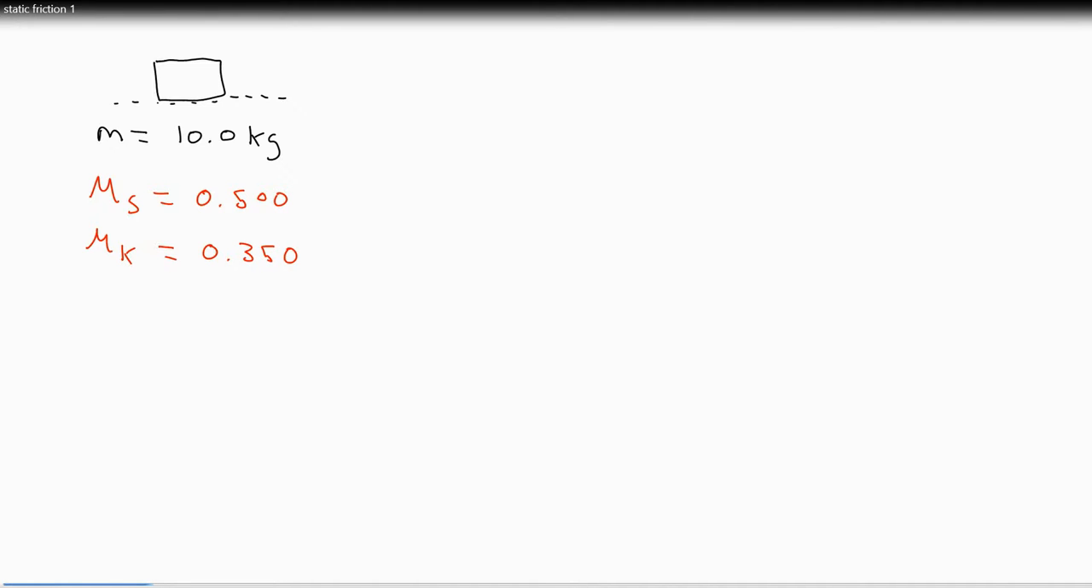Remember, static friction means the object is at rest, and if we want to move the object, we have to overcome the force of static friction to do so. However, if the object is already in motion, then we are concerned with kinetic friction. Now in this problem, we're told we have an applied force of 37.0 newtons.